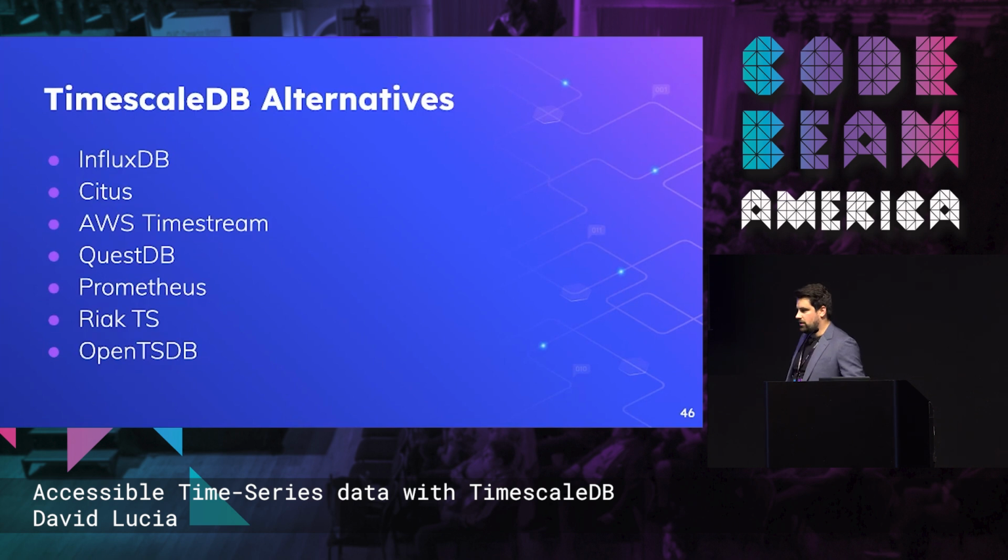Now, there's plenty of other alternatives for time series data. QuestDB, Prometheus is one just mentioned, Open Time Series Database, probably a bunch that I haven't even mentioned. The one that I think only comes close to TimescaleDB in terms of its accessibility is Citus, because it's also a Postgres extension. But I think the real value of TimescaleDB is that you have your existing Postgres, you upgrade with this extension, and you get all these really nice features.